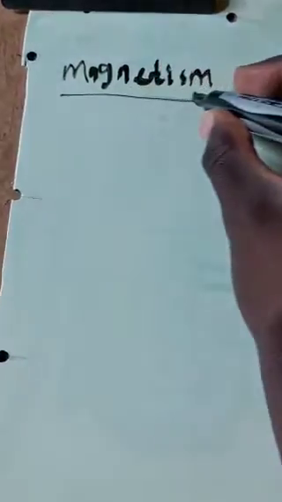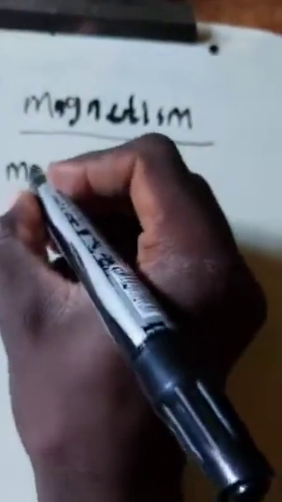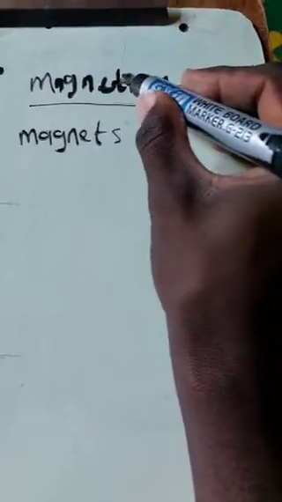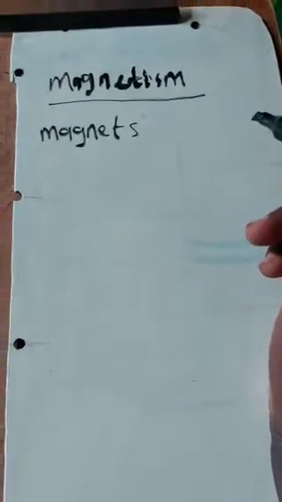Magnetism is the science of the attractive force of magnets, meaning under magnetism, the main thing we discuss is magnets.